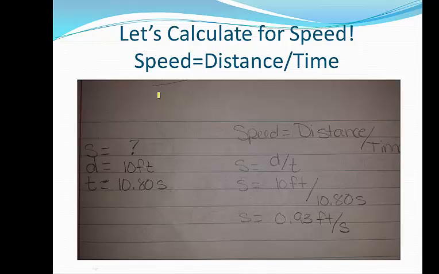So let's use that to calculate for speed. Since we now know distance to be 10 feet, we measured it, and we know our time to be 10.80 seconds, we can plug that in to figure out our unknown, which is our speed. So we have 10 feet divided by 10.80 seconds. That gives us a speed of 0.93 feet per second.